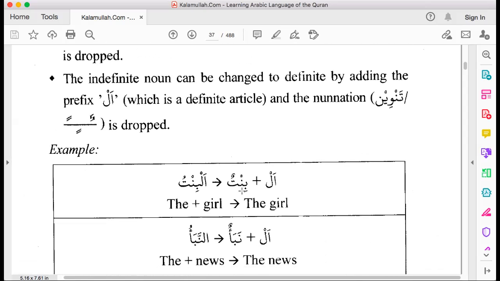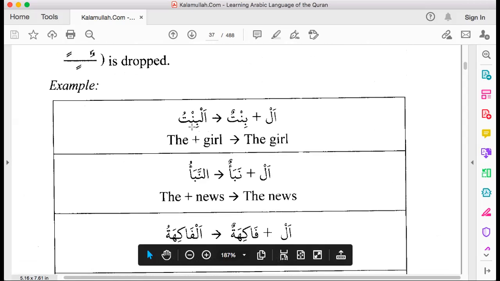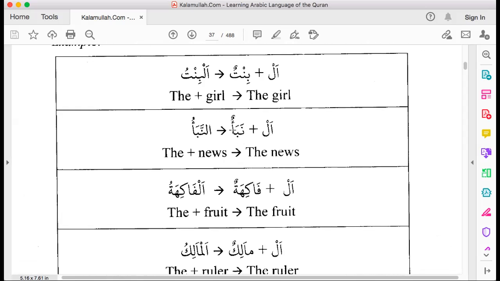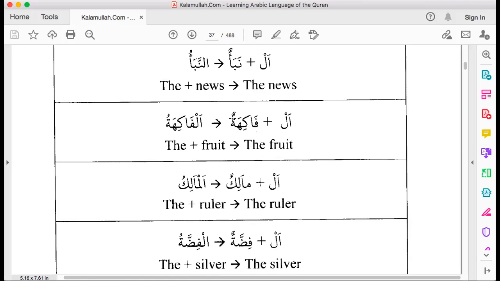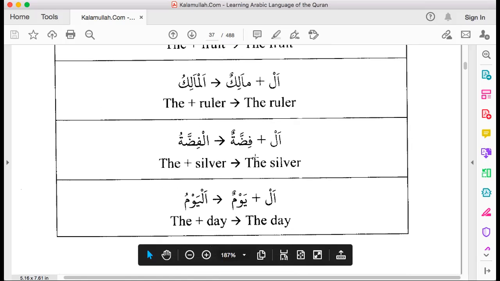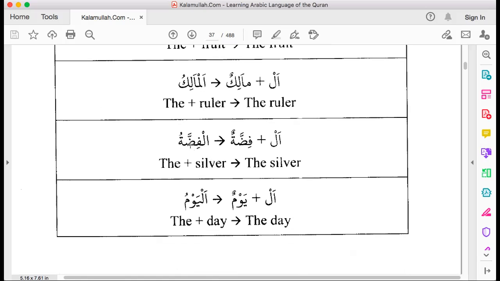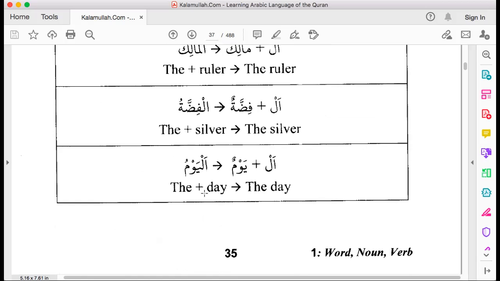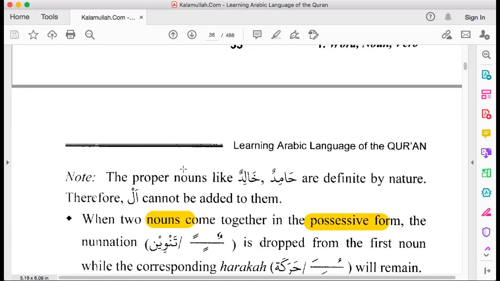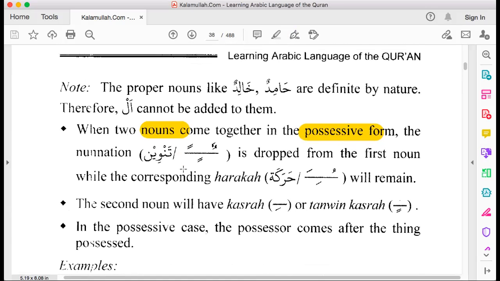And here is how you can convert the indefinite noun to a definite noun by adding the al. So bintun is girl, and you add the al and it becomes al-bintu. Naba'un, news, and you add the al, it becomes an-naba'u. Faqihatun is fruit, and if you add the al, it becomes al-faqihatu. Al-maliku, right? This is fiddatun, which is silver. It becomes al-fiddatu and al-yawmu. So please go over these and make sure you understand how to convert indefinite to definite nouns. So that's all that we covered today.